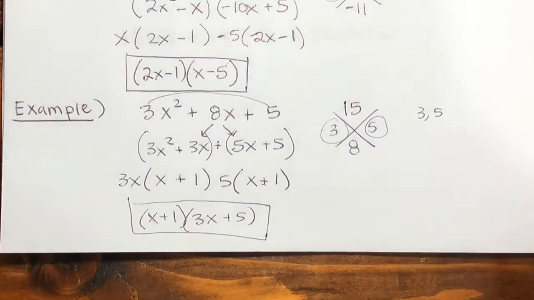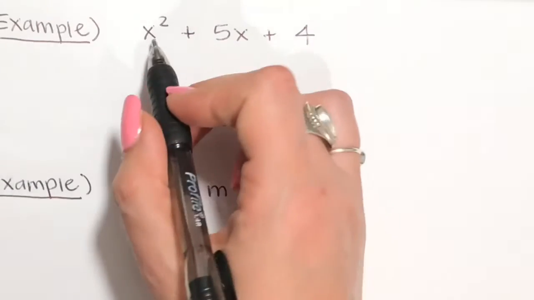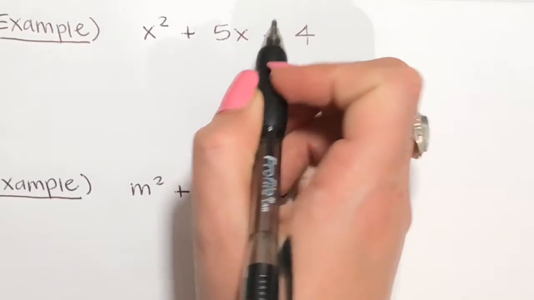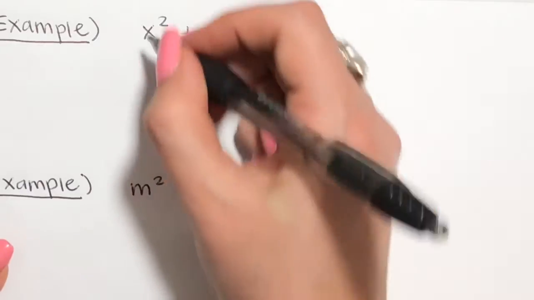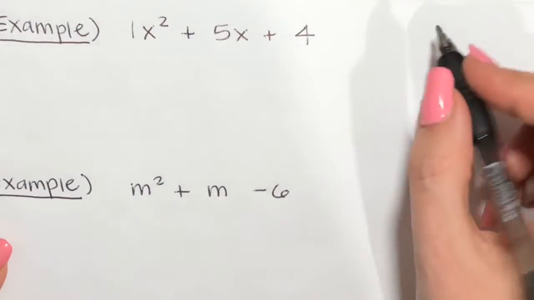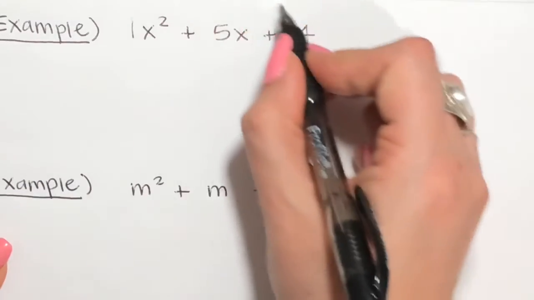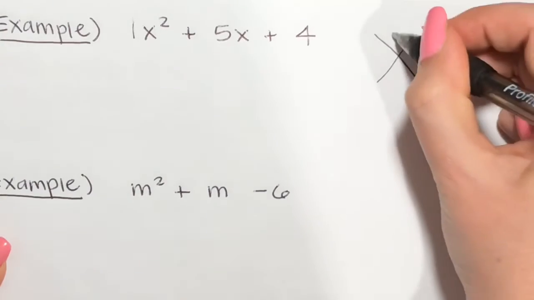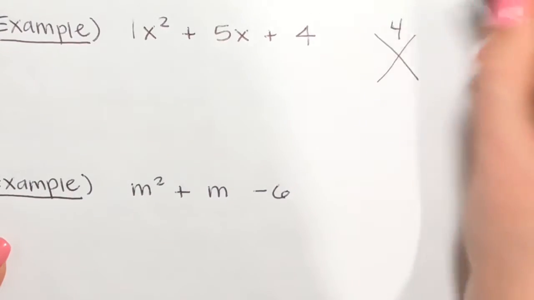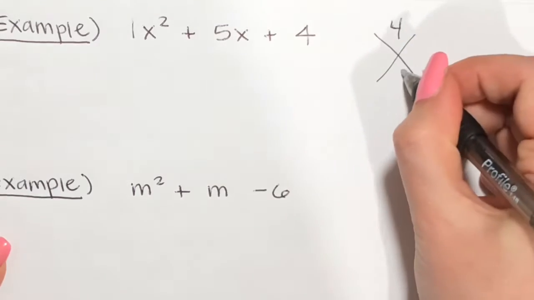Hey, let's try another one. For x squared plus 5x plus 4, there's not a number written in the front here, but it's a 1. So again, first step is we're going to do 1 times 4. And that goes on the top of the x.